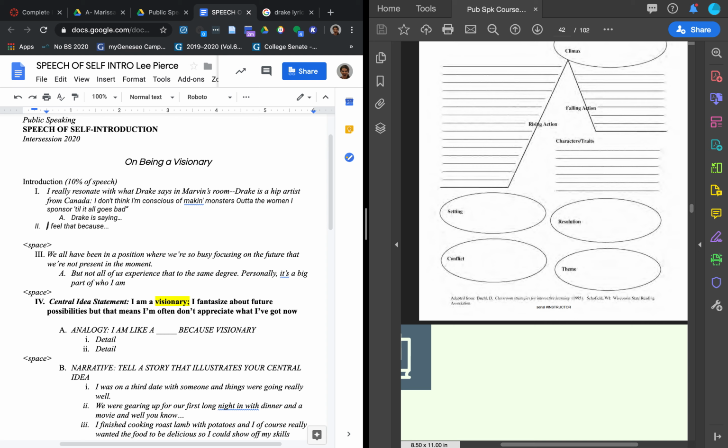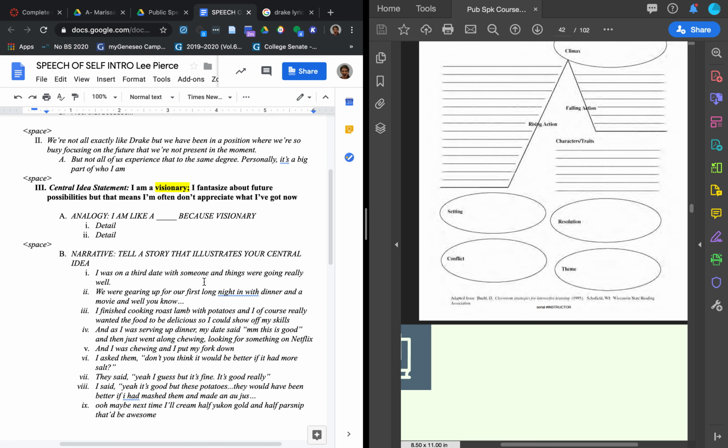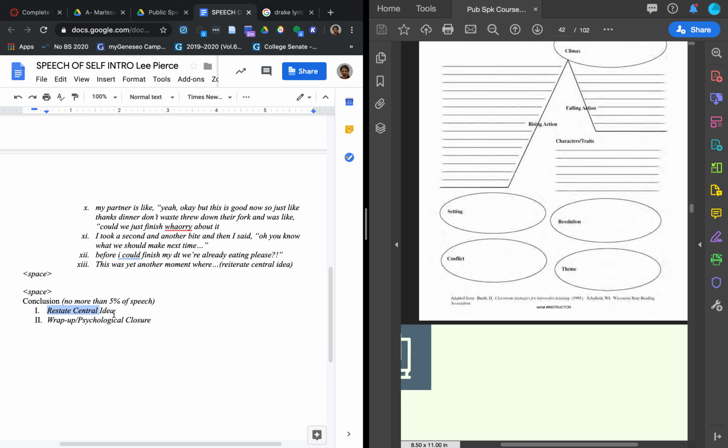And as you get better at writing, you can be a little smoother. We're not all exactly like Drake, but we've all been in some kind of situation, so you don't have to necessarily, right? You can start to smooth this out a little bit. That just takes practice and edits and revision. And then we're done, and then we get down to restating the central idea.